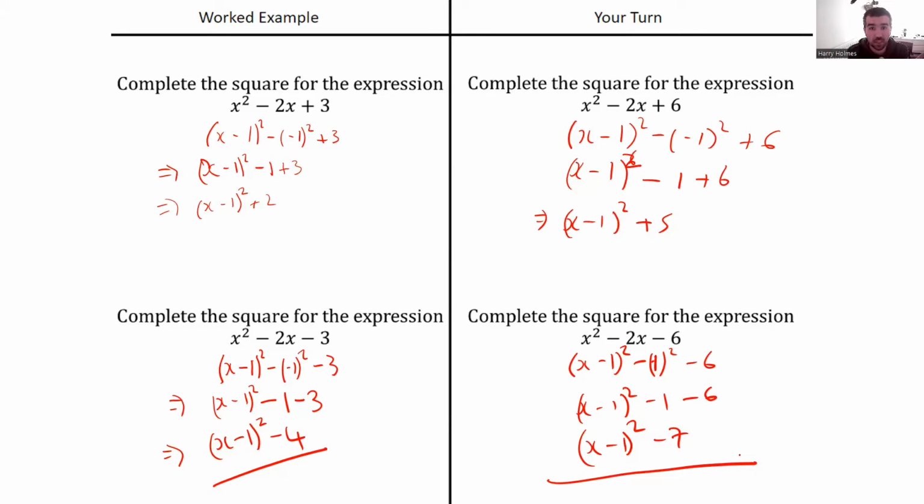Fantastic. If you've made it to this stage, how exciting. Press pause. Don't press pause, unpause. And instead, follow me on to the next page where we'll do a task, and then you can hit pause.